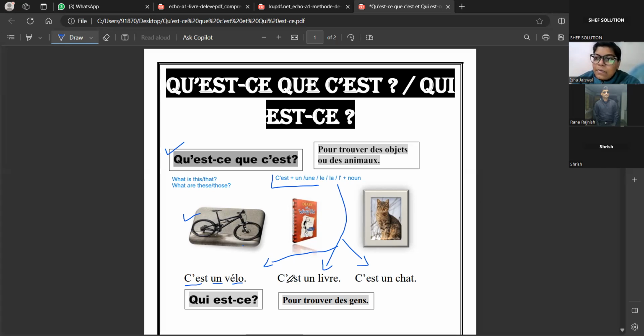Now, qu'est-ce que c'est? What is this? What is that? It is a book. So c'est plus an article plus a noun: c'est un livre. You can also write c'est le livre. That will also be correct. Here you can replace the article with le as well. So qu'est-ce que c'est, you have understood? Okay.